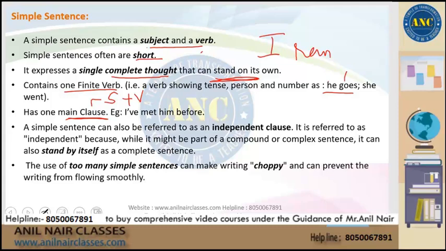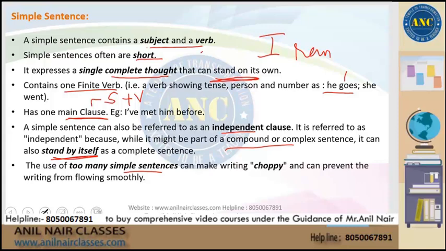Simply you say, I eat bananas. I is the subject, eat is the verb, right? It is a simple sentence. I eat bananas. A simple sentence can also be referred to as an independent clause. It is referred to as independent because although it may be a part of a compound or a complex sentence, it can stand by itself, right? A simple sentence can stand by itself. It's also called an independent clause.